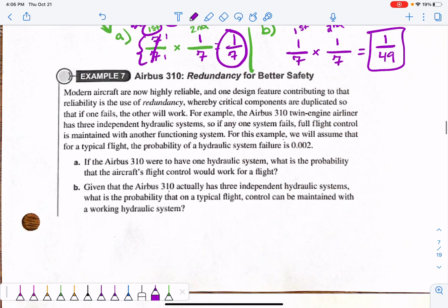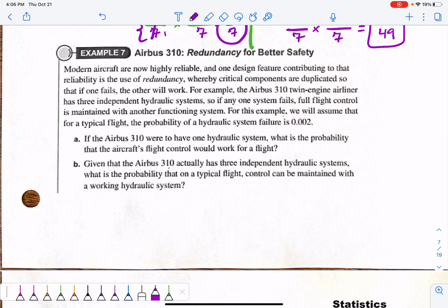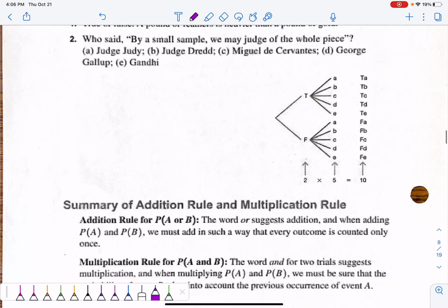All right, if you need to pause this video or come back to it, I'm getting long-winded here, but I'm just trying to roll this out for the people who are going to FFA, okay? So, moving on, example 7. How much do we have left here? Oh, we're almost done. Okay, all right.